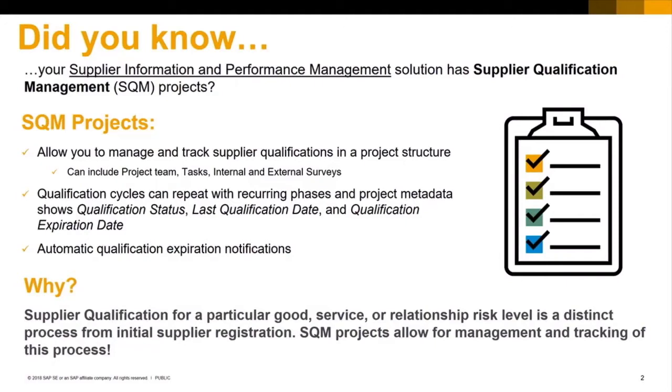Qualification cycles can repeat with recurring phases, and project metadata shows things like qualification status, last qualification date, and qualification expiration date. And the projects themselves can also trigger automatic notifications of expiration of a qualification. So after 6 months, a qualification has expired and you need to carry out another qualification.